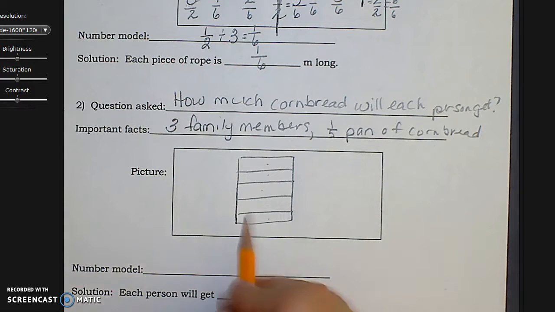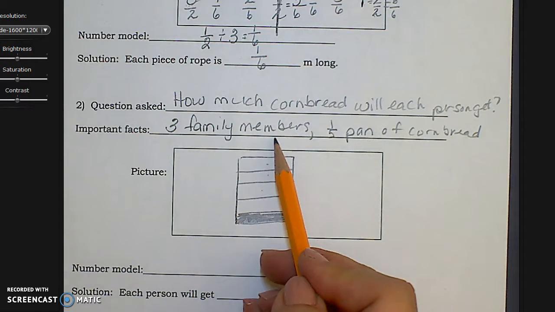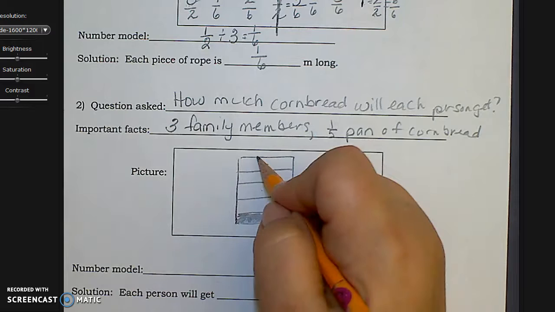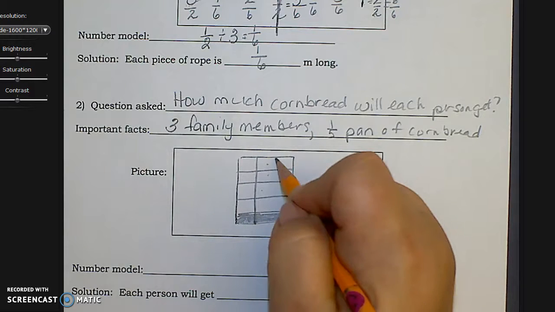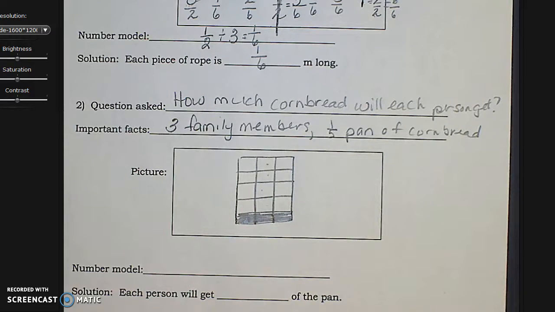5 pieces, and I need 1/5 shaded. So I'm just going to shade in that 1 out of 5 parts. So that represents my 1/5. Now I know I have 3 family members, so what I'm going to do is I'm going to split it into thirds in the opposite direction, kind of like what we did with paper folding.